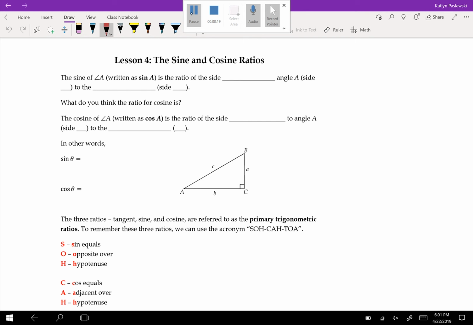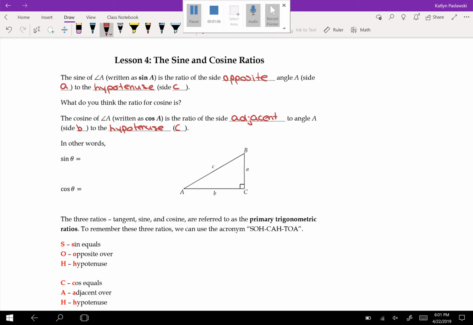Here we have the sine of angle A, written as sine A, is the ratio of the side opposite angle A, side A, to the hypotenuse, side C. And the ratio that we'd use for cosine, if we have the cosine of angle A, in this case cos A, is the side adjacent to the angle, side B, to the hypotenuse, which would be side C.